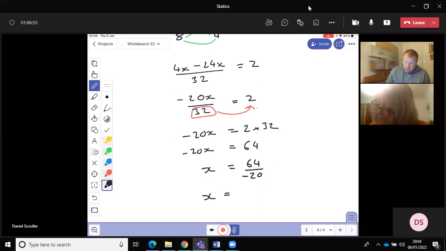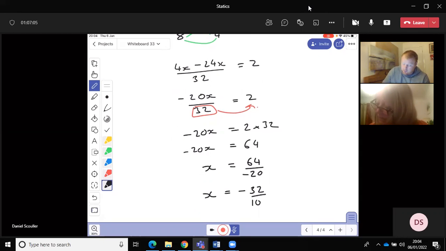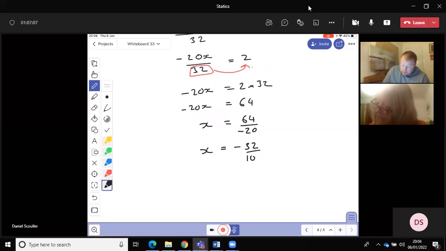And divided by a multiple, the whole thing becomes multiple. Okay, what goes into 64 and 20? Let's just divide them by 2, make life a bit easier for ourselves. That simplifies further. Okay.